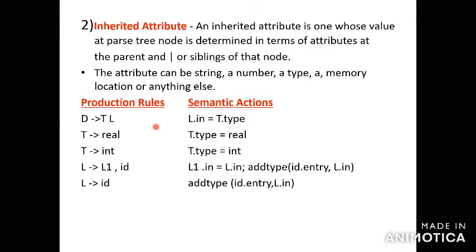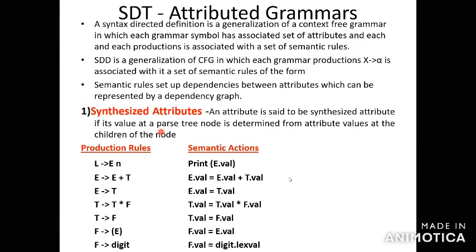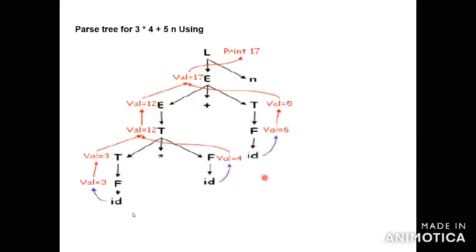So what are inherited attributes? First, synthesized attributes: each value you specify in the parse tree is computed based on the children of the node only. You calculate from the children up to the root. Synthesized attributes mean you draw the parse tree based on the given input string and calculate from child to parent. That is, the value of the child is passed to the next node up. So this is for synthesized attributes.